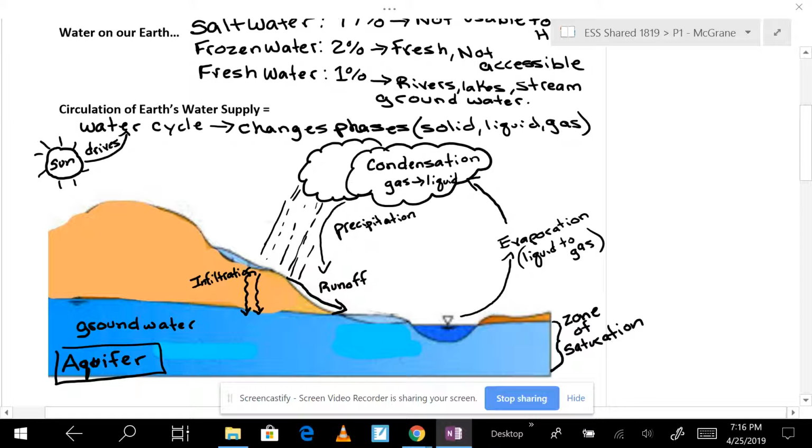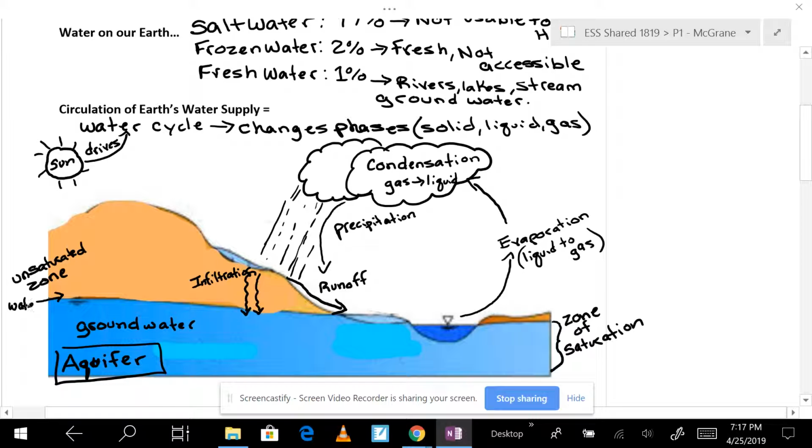Totally saturated with water. We can also have an unsaturated portion, and so this would be our unsaturated zone that is not saturated with water. It's underground, so this is unsaturated because there's no water in it. Now, where the saturated and the unsaturated come together, this area right here is our water table.